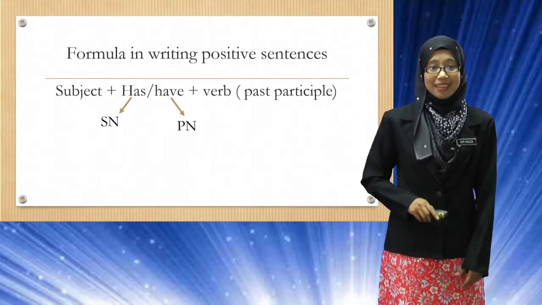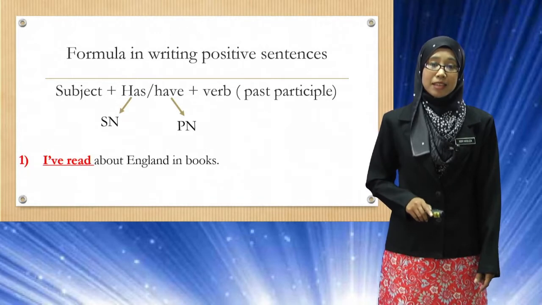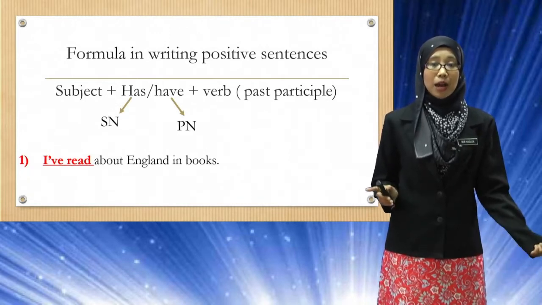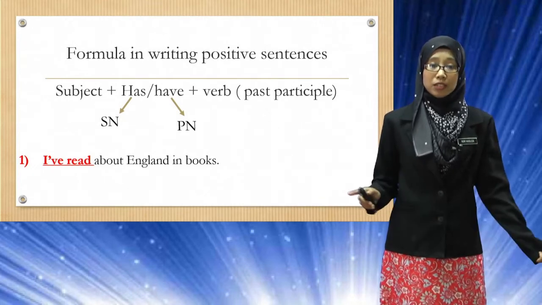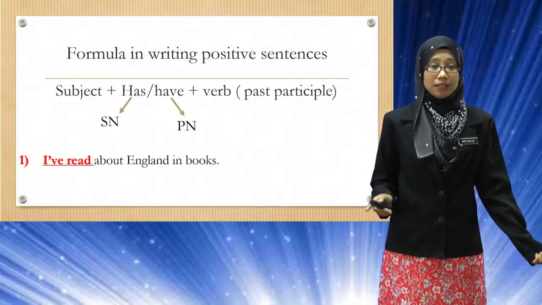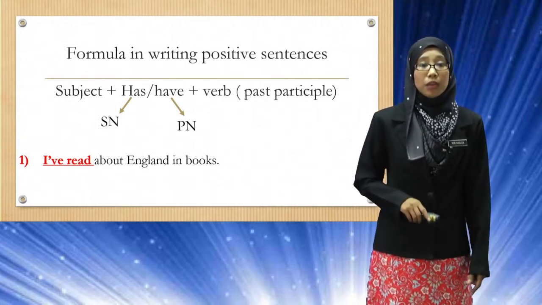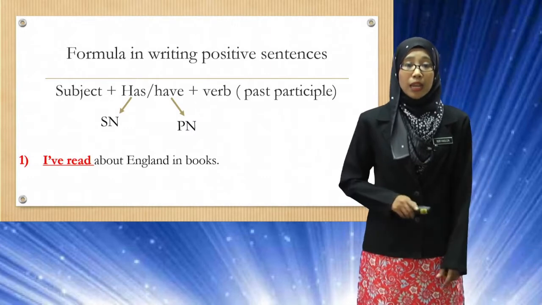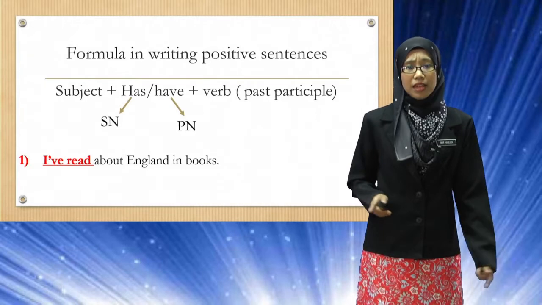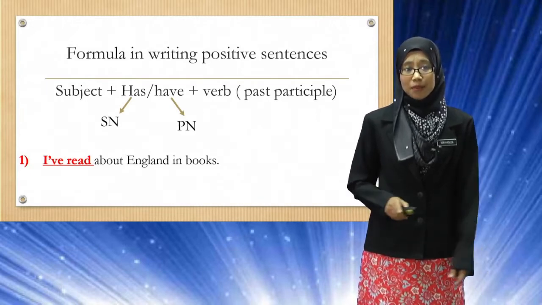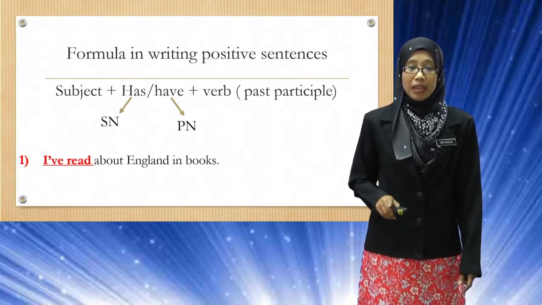Okay, let's look at the examples. The first example is, I've read about England in books. I've is the contraction for I have. It describes that I've already read about England somewhere in books. When I read about England does not have to be mentioned. What is important here is the fact that I have read about England.